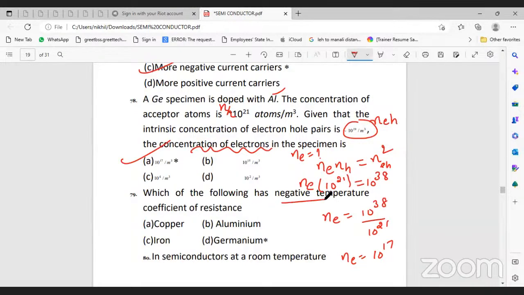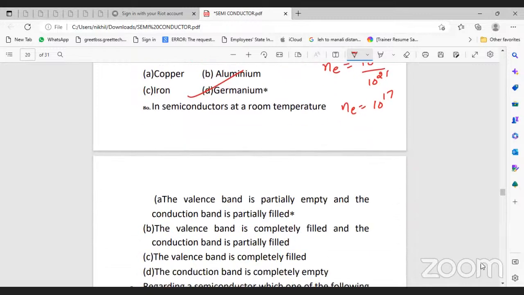Which of the following has negative temperature coefficient? You know that negative temperature coefficient is for semiconductor. Semiconductor means germanium. In semiconductor at room temperature, valence band is partially empty, and conduction band is partially filled.